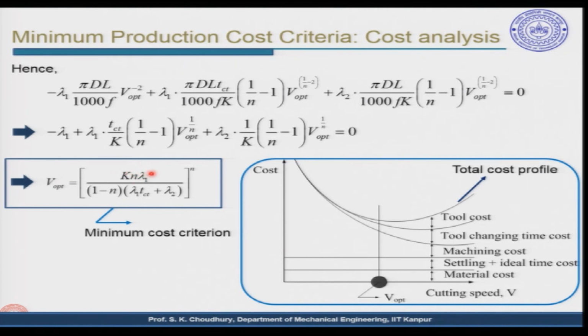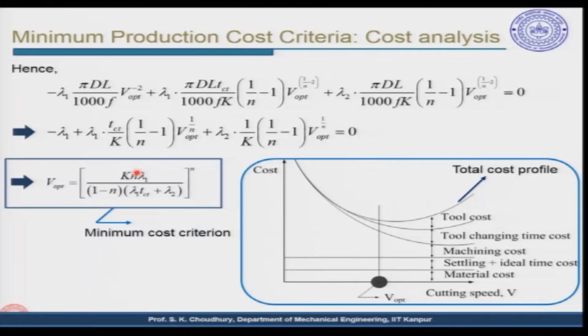equal to K n lambda 1 divided by (1 minus n) times (lambda 1 t c t plus lambda 2), to the power n. Here of course, K is constant, n is constant, and those constants are coming from the tool life equation, Taylor's tool life equation. These constants will depend on the combination of the tool and the workpiece material of course. So, this is the minimum cost criterion, and as per the minimum cost criterion, this is the optimum value of the cutting velocity. If we can machine with this cutting velocity, then we will be getting the optimum cost, and how to get this V optimum, that we already found out here.